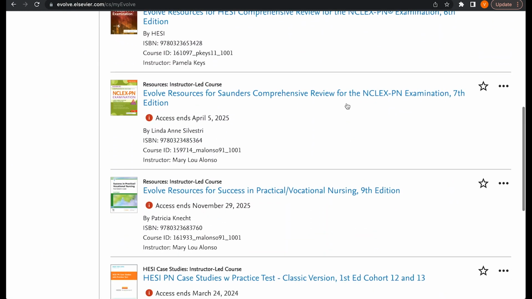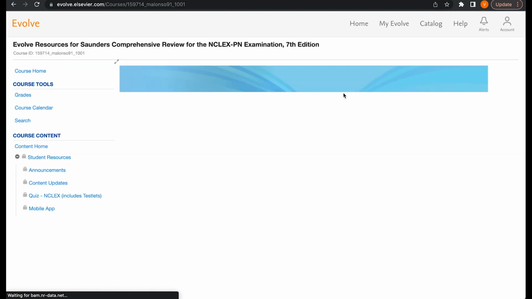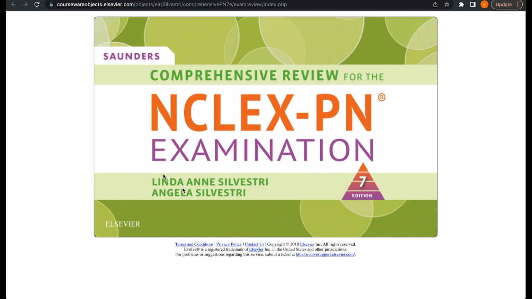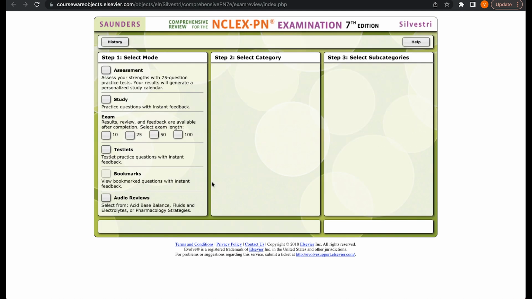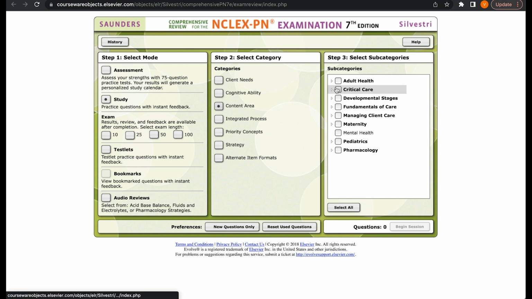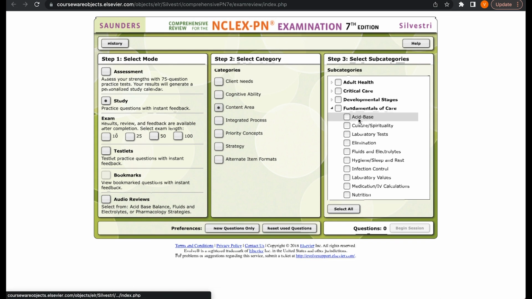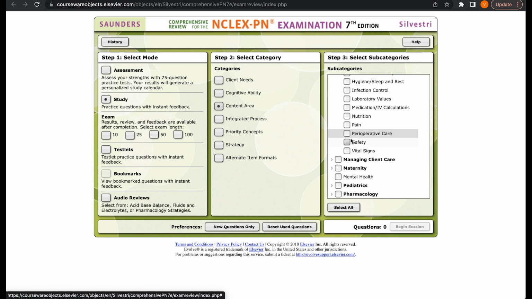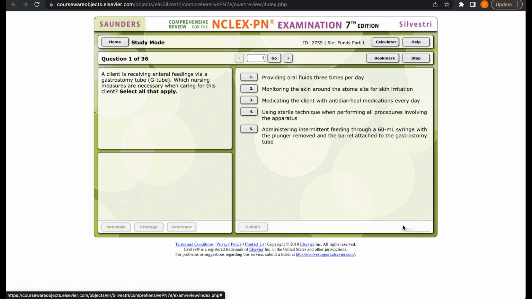Okay, so the first thing I do is go ahead and look for the Saunders book online. Then I go down to my student resources. And I open, you know, to get the online portion. I go ahead and I select study, content area, and I go through the different areas, and I'm just gonna pick one. Let's go with this one.